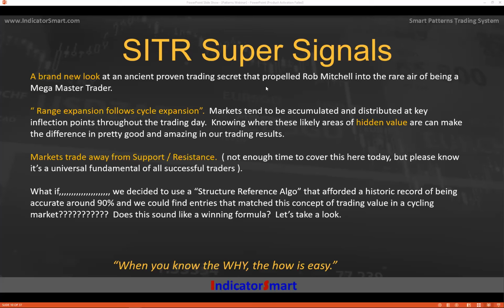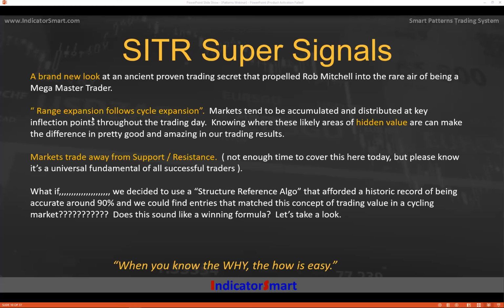Hey, this stuff hasn't changed. The market is trending in a direction. Okay, it runs out of steam. It breaks structure. It starts trending the other way. All we have to do is find the edges. And we've got some pretty good ideas about where those happen most of the time. But this idea that I'm going to share with you, Rob will tell you and has told you, propelled him, that's a good word, into the rare air of being a mega master trader.